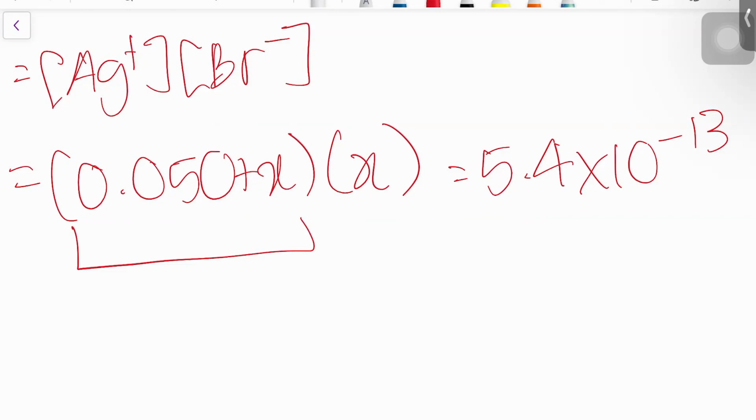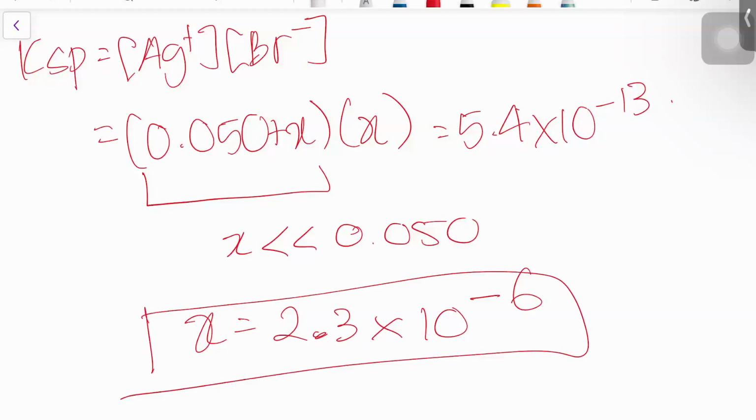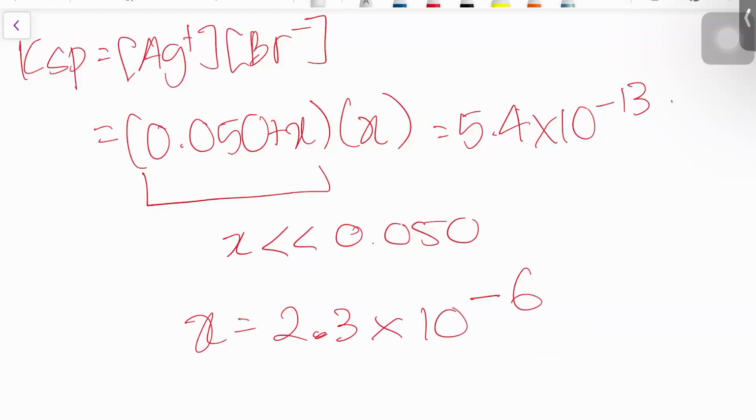What I'm going to say, though, is that x is way smaller than 0.050. Okay, x is a lot smaller than it. So it's like saying, let's say, for example, when you solve for x, it might be, and that's theoretical, this is not the solution, but let's say x is 2.3 times 10 to the minus 6.